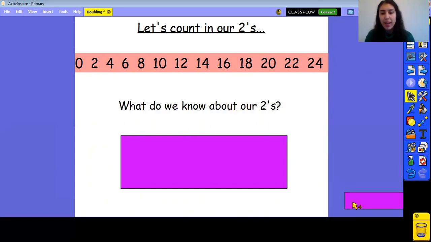Excellent. So my question for you is, what do we already know about our 2s? When we count in our 2s, or we might call them our 2 times tables now, what do we know about them? Just pause the video and tell somebody or talk to yourself. What do we know about our 2s? Think back to that patterns lesson where we were looking for patterns with our times tables.